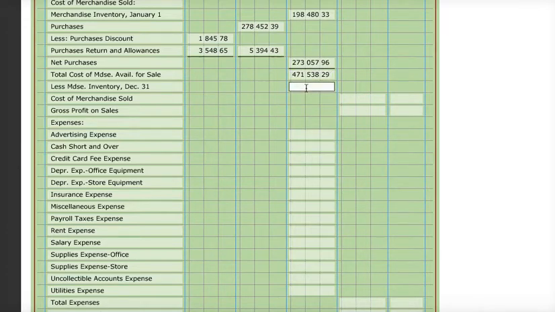All right. Next thing, I need to have my less merchandise inventory. So this is the number I need to take.